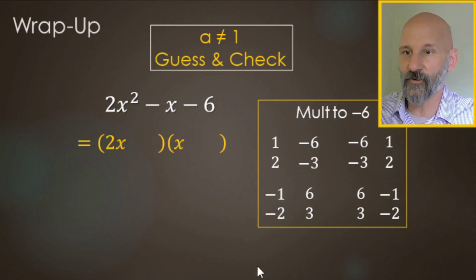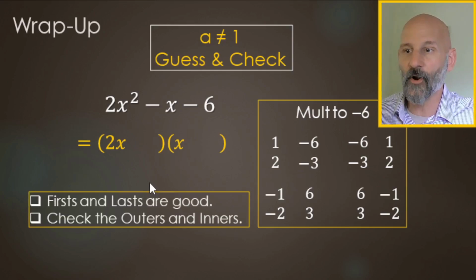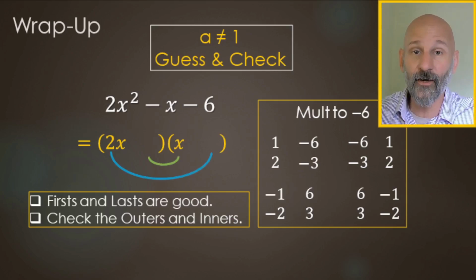And then we're guessing these, right? So we're going to pick pairs of these numbers and put them in for the lasts. Now we already know that 2x times x is going to make 2x squared, so we don't have to check that. And we also know that any of these numbers that we check, when I put them here, are going to multiply to make a -6. So we don't have to check that. So we're only checking the outers and the inners to make sure that they add to the middle term, or the b term. In this case here, that would be a -1.